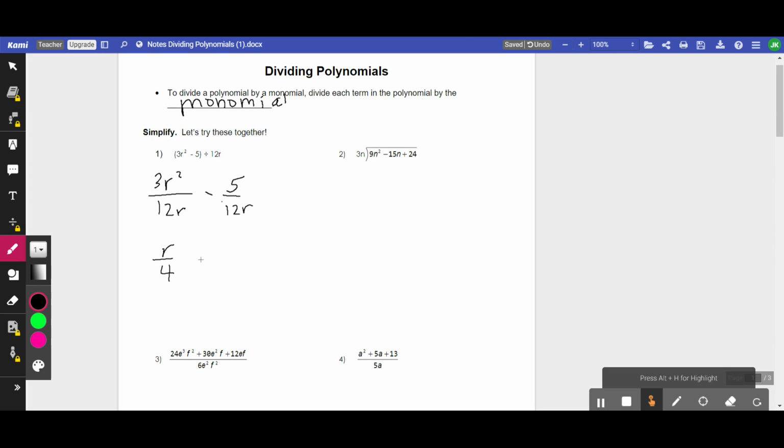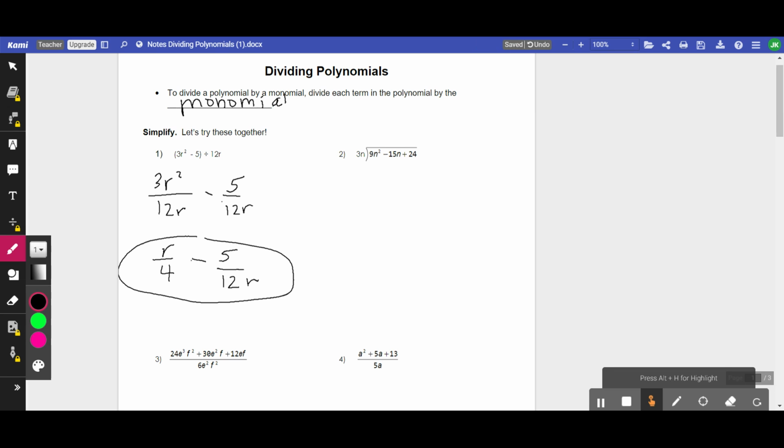And then you'll simplify the 5/12, so it'll just have to stay like it is, and then your r will just stay on the bottom too. So this would be your last term there. So that'd be your answer then.